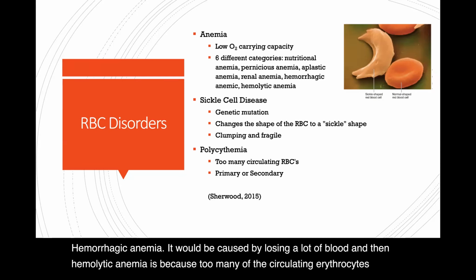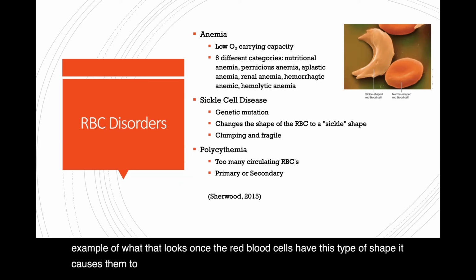The next disease is sickle cell disease. So this is caused by a genetic mutation. This mutation causes a change in the shape of the red blood cell, and it turns it into a sickle shape. In the top right corner, you can see an example of what that looks like. Once the red blood cells have this type of shape, it causes them to clump. This clumping can create blockages through the smaller vessels, which can lead to pain or tissue damage around that affected site. These are also more fragile and they're prone to breaking apart.